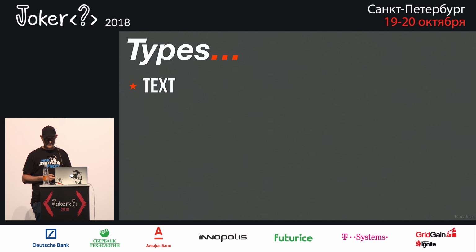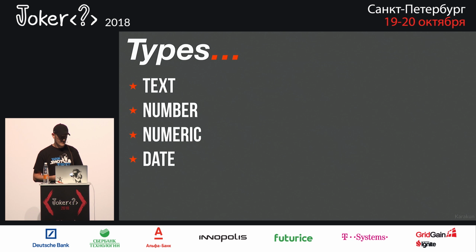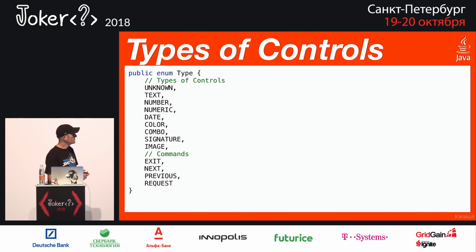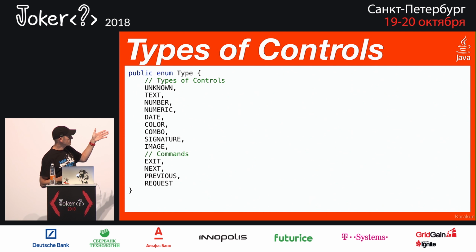So that means I have a text, that's easy. I have a number, also easy. And then I have numeric, and I will come to that later. Then you have a date and a color, and then there is a combo for combo boxes. A signature, and I will come to signature because this is a really nice one, and image. And I think these are all the types that I need to nearly remote control all kinds of applications with my phone.